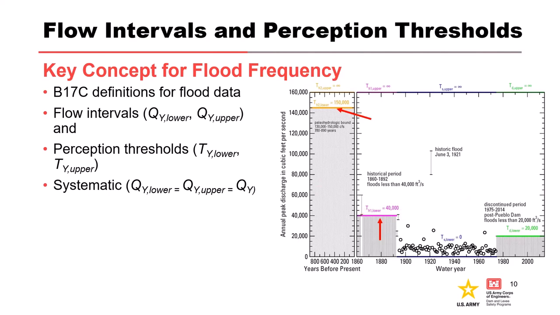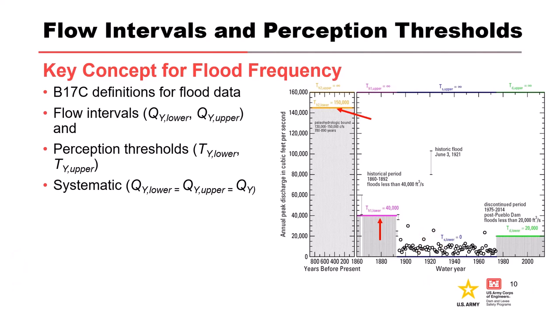So in Bulletin 17C though, the intervals are designated by a QY lower and a QY upper. And those are based on observations, written records, or physical evidence. And again, we also have rules of thumb if we don't have enough information to quantify what that uncertainty is. Perception thresholds are designated as TY lower and TY upper. And technically systematic data are interval data as well. Just the QY lower is equal to the QY upper. So it ends up just being a single data point.